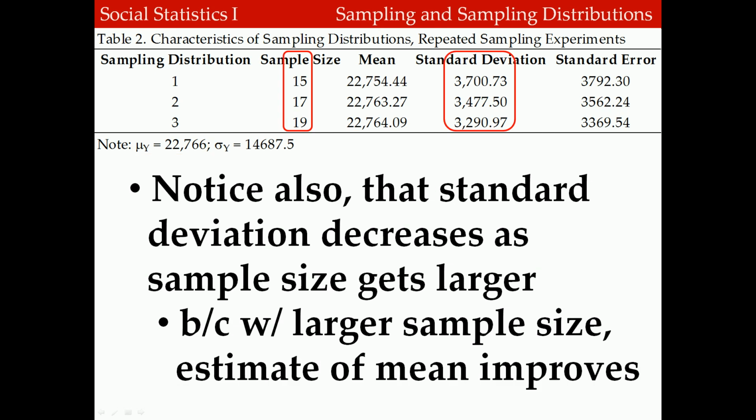Now let's take a look at the standard deviation. Notice that the standard deviation decreases as the sample size increases. And that's because, again, since we have more information per sample, we should get a better estimate of the true population mean, and so we should have less clustering around the value of the sample mean if we have a smaller sample size versus if we have a larger sample size.